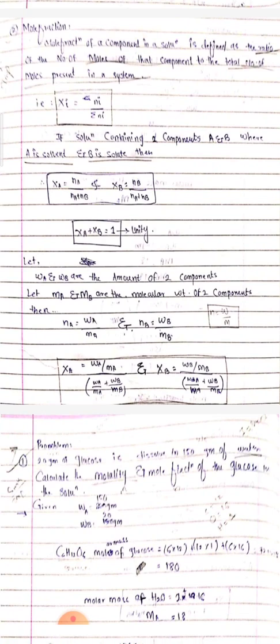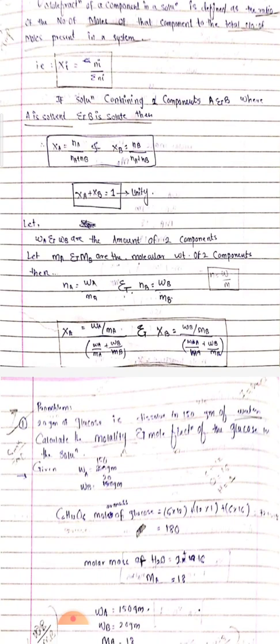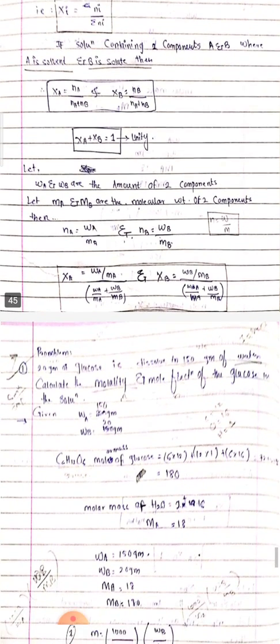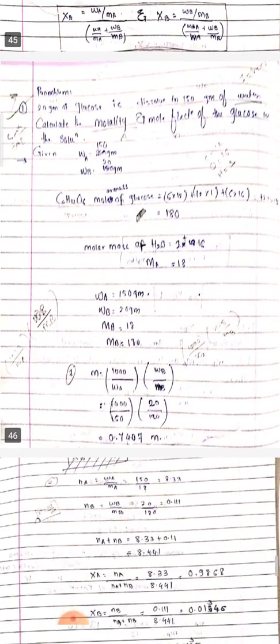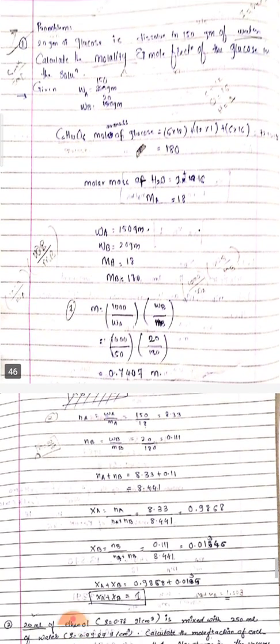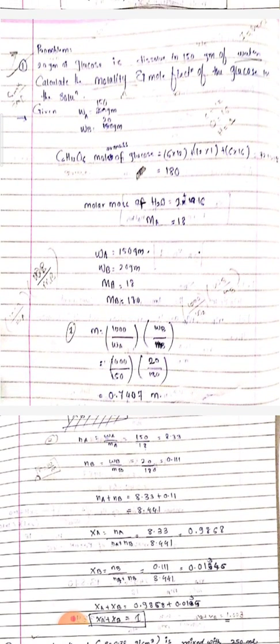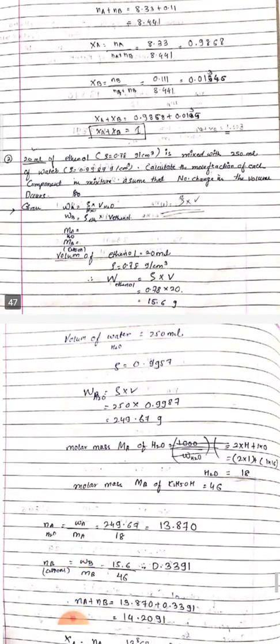Remember this. Wa, Wb are the amounts of the two components. Let Ma and Mb be the molecular weights of the two components. Then Na is equal to Wa by Ma and Nb is equal to Wb by Mb, because n is equal to W by M. Therefore Xa and Xb are given. Okay, you can calculate the mole fraction and you can check it here. The numerical has been solved based on this particular molality and the mole fraction.